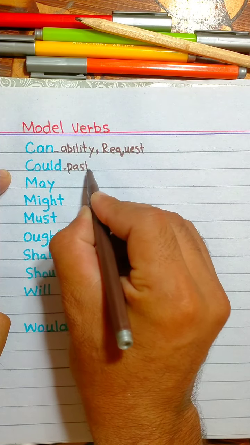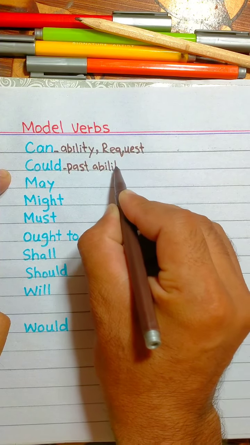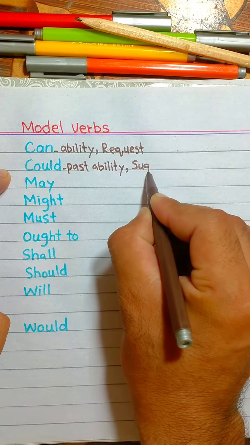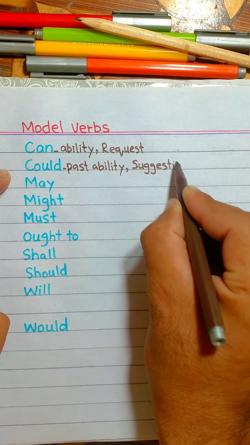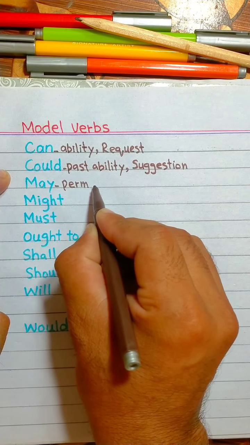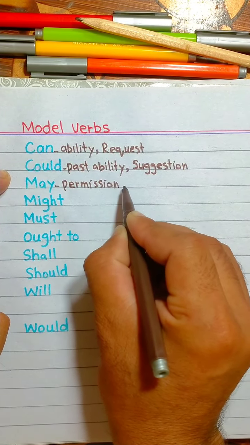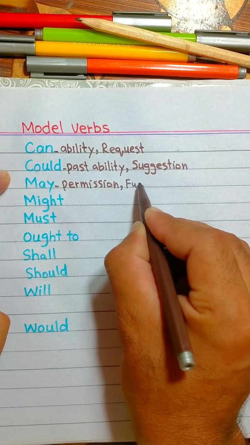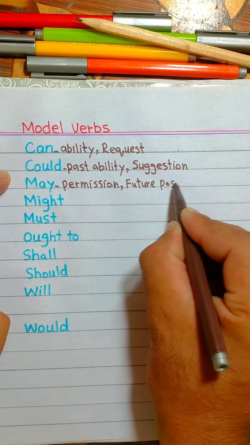Could is used for possibility and suggestion. May is for permission or future possibilities.